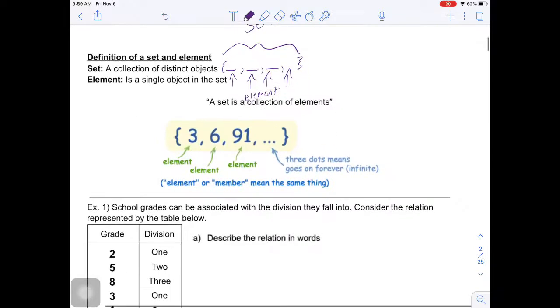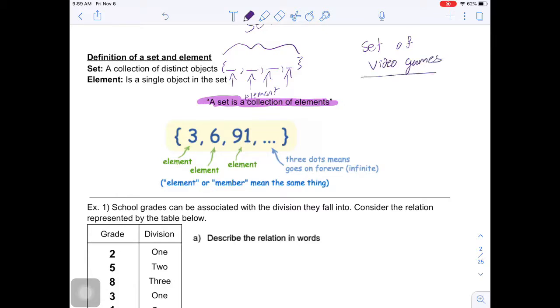So the sentence can help us understand what this means. A set is a collection of elements, okay? So you could have a set of video games, okay? And each video game would be an element. Each game equals element.